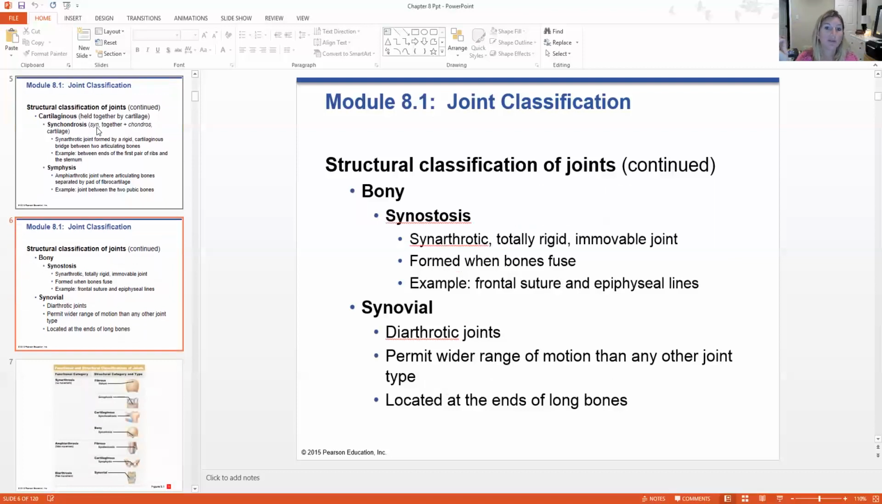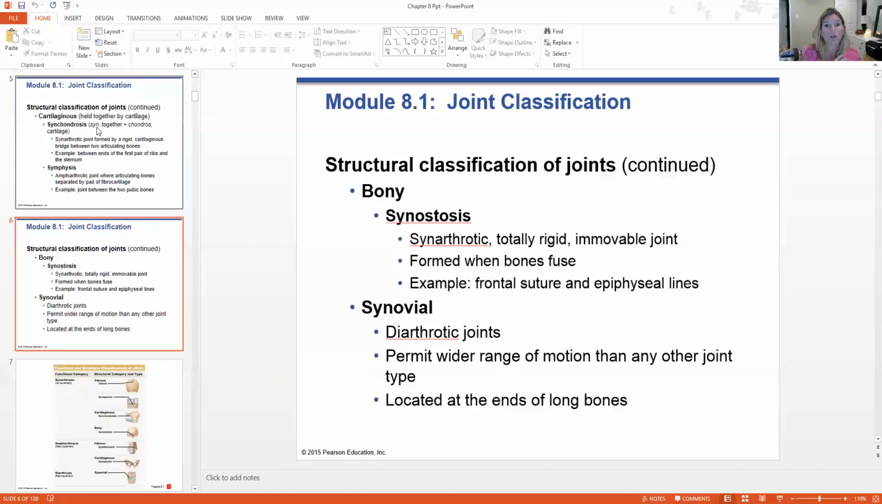A bony joint would be like a synostosis. A synostosis, it's hard to say, is another synarthrotic joint. So there's no movement associated with it. And this is when your bones fuse. So if you remember how bones grow, you have the diaphysis and then the epiphyses on either end, right? And then that metaphysis in the middle, that growth plate, or the epiphyseal line. Well, that is a synostosis. It's a joint between those two parts of the bone that were growing together.